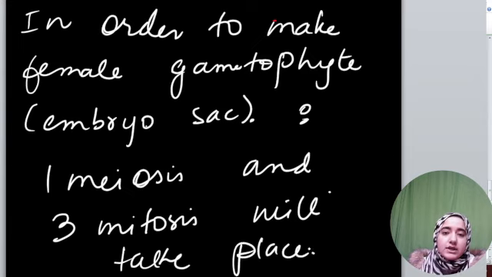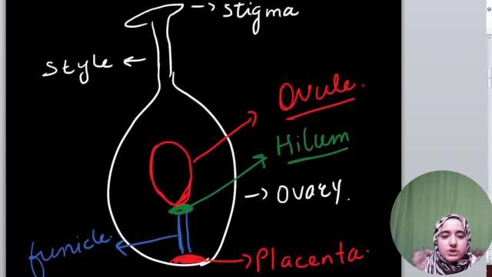But what happened in order to form the male gametophyte, that is the pollen grain? One meiosis, the same one meiosis will take place, but only 2 mitosis. But here, in order to form the female gametophyte, embryo sac, one meiosis and 3 mitosis will take place. I hope this concept of female reproductive structure is clear.